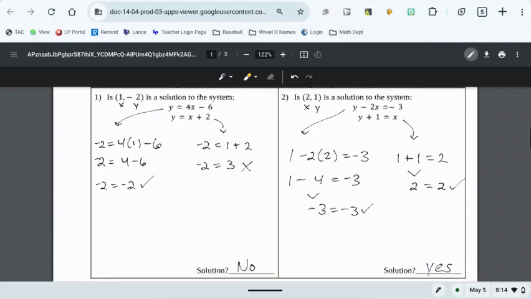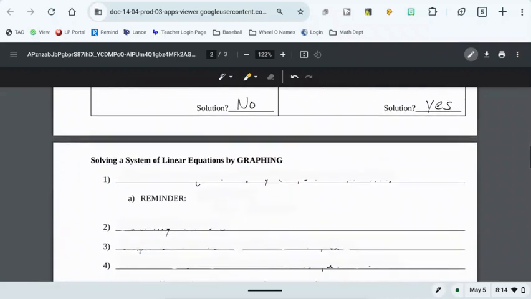Okay, let's go on to the next page where we are going to start talking about graphing to find the solution.